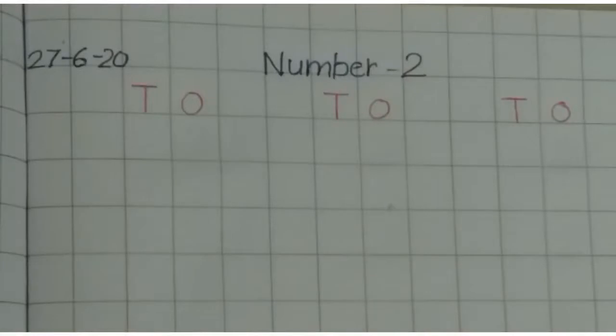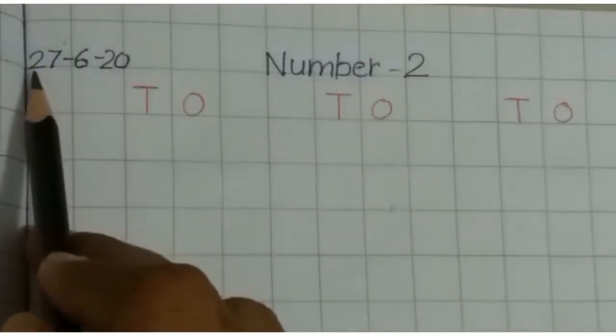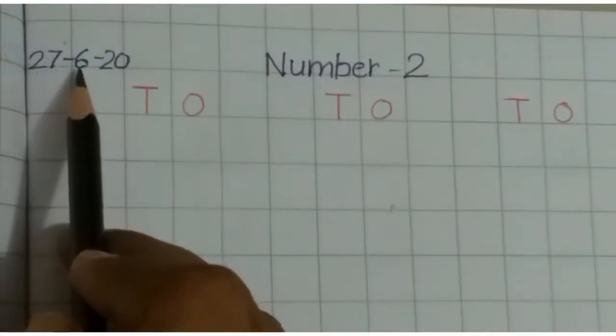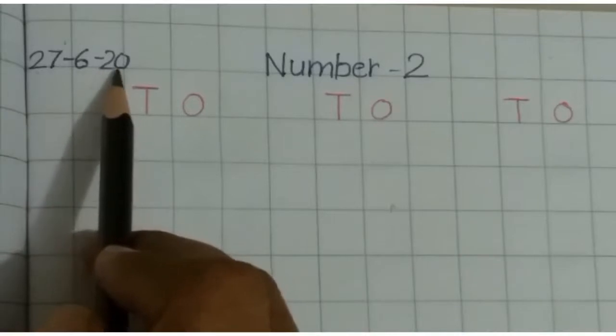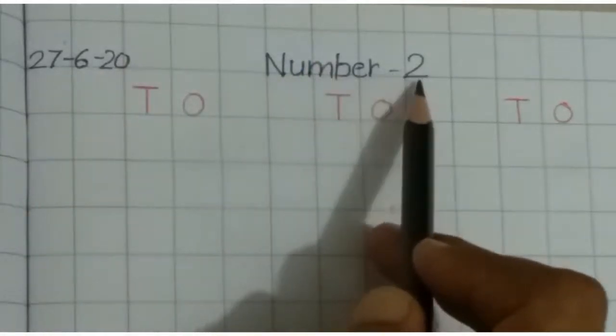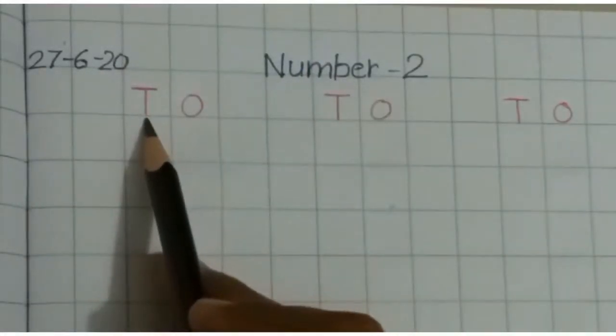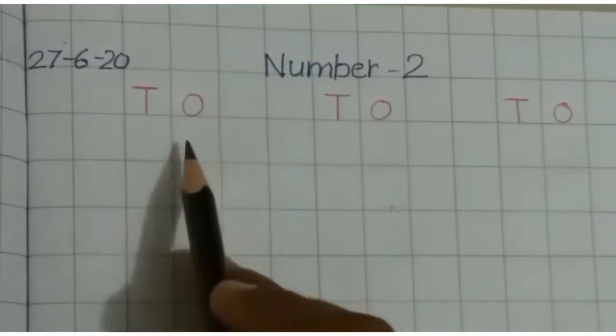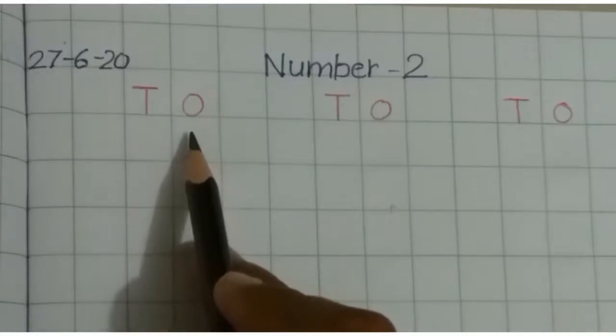Children, today we will again write number 2. Here is today's date. 27-6-2020. Number 2. T for tens, O for ones. Now children, we will write number 2 below the O.